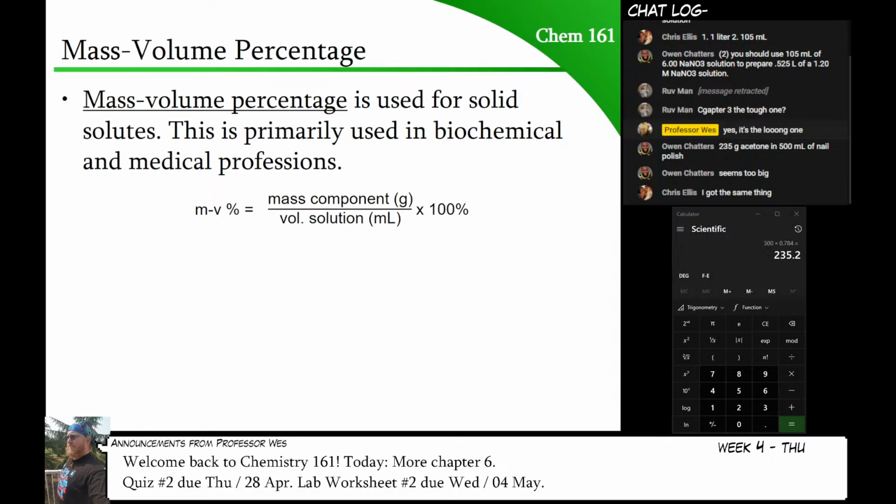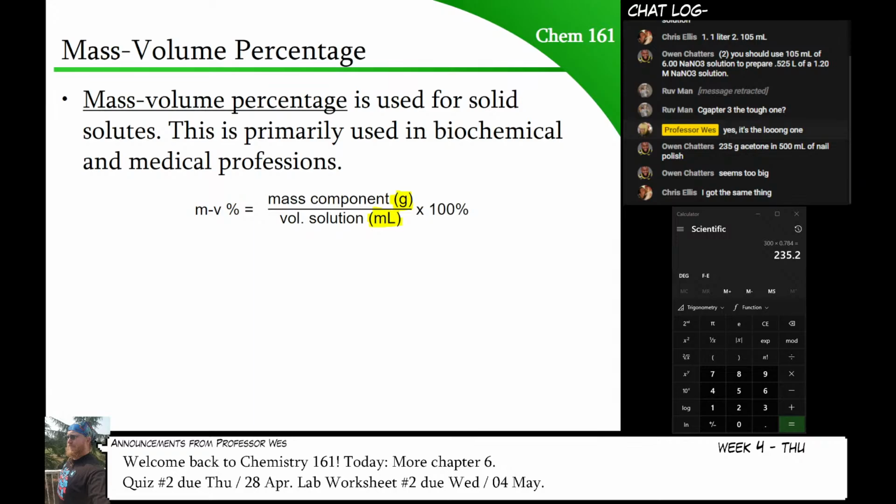All right, the last formula, very similar to the others, except for we have the mass on the top and the volume on the bottom. There is actually an important caveat to this formula, and that is this. When we're doing mass volume percentage, by definition, for this formula to be valid, we use the mass in grams and the volume in milliliters.